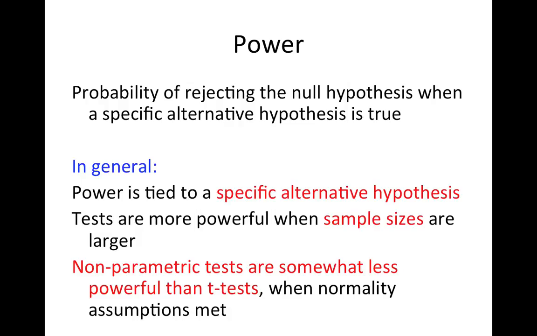Most of the time, the advantage of the non-parametric tests is that the normality assumption is not actually true, and so the non-parametric test is not relying on assumptions like that. But if the assumptions of a t-test are true, the t-test will be a bit more powerful.